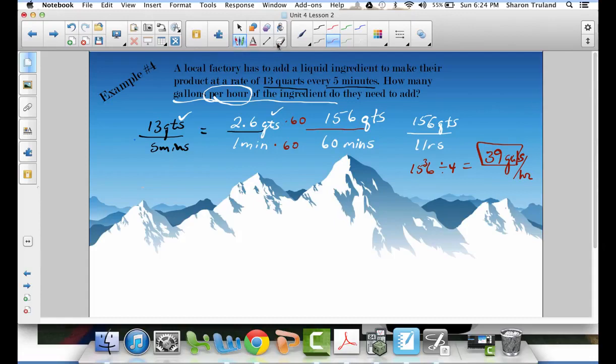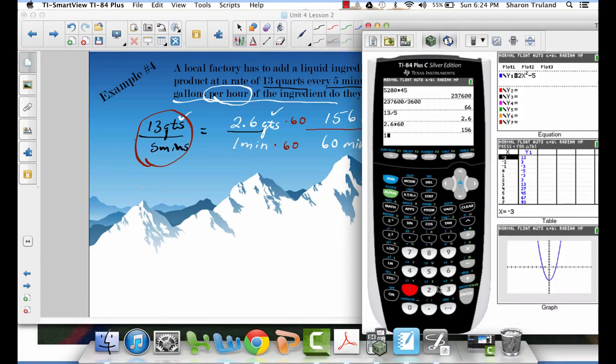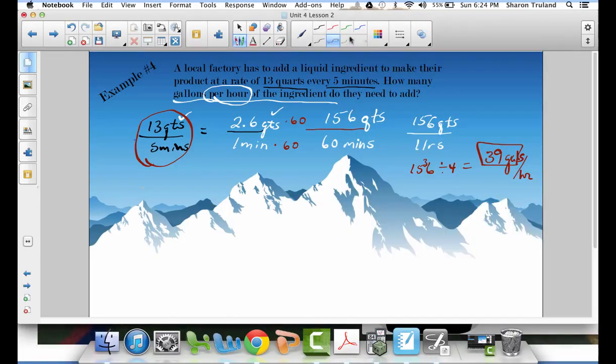There's another way to do that. Somebody could have said this. Well, 13 quarts every 5 minutes. Well, how many 5 minutes are there in an hour? Well, there's 12. So you could have come over here and you would have said 13 times 12 gets me, well, look at that, 156 again. So I could have gotten the 156 per 1 hour also by looking at how many 5 minutes there were in an hour. So there's always more than one way to do this.